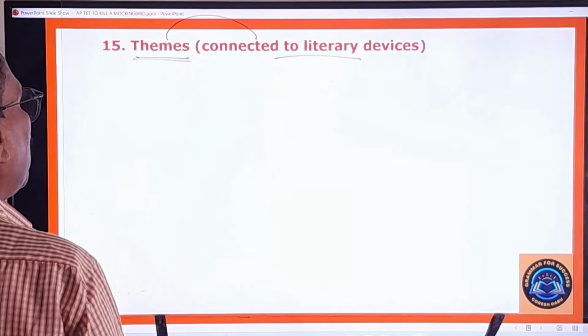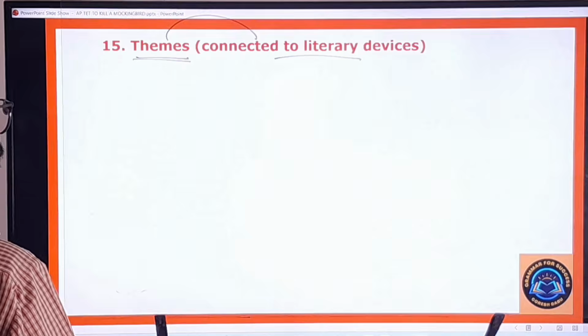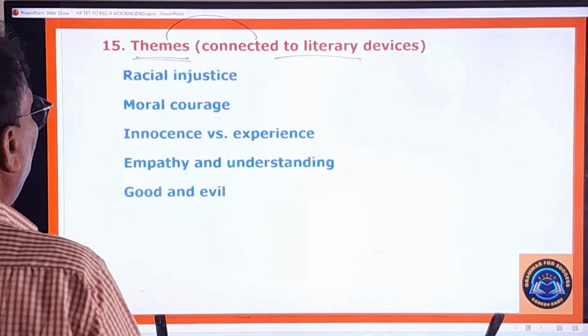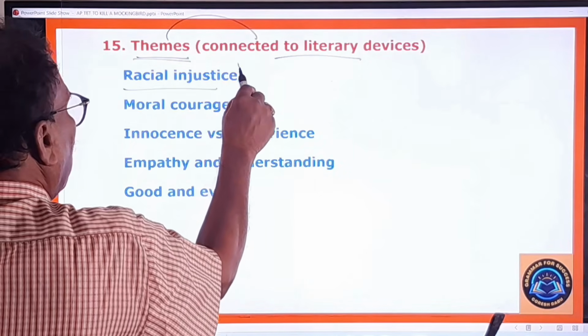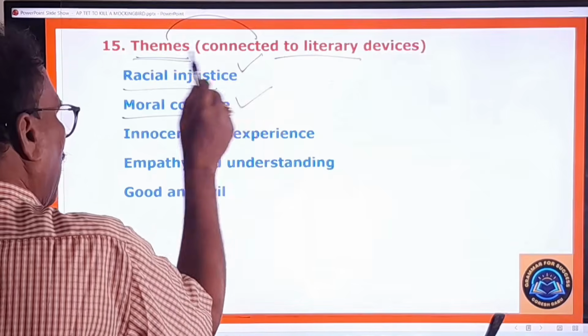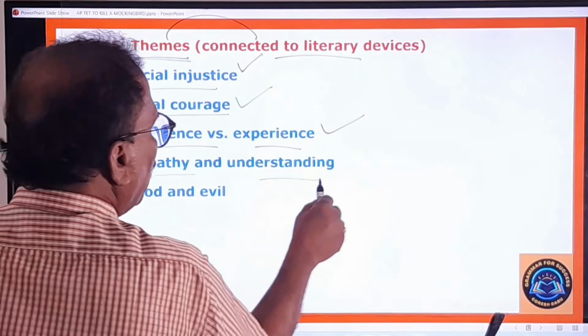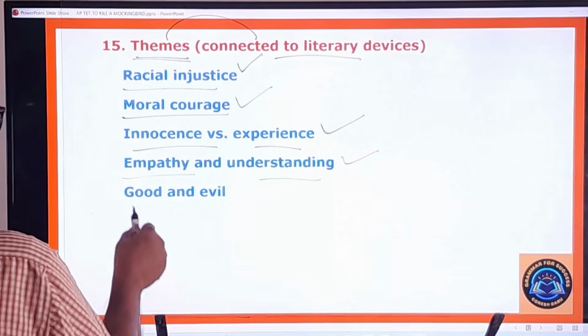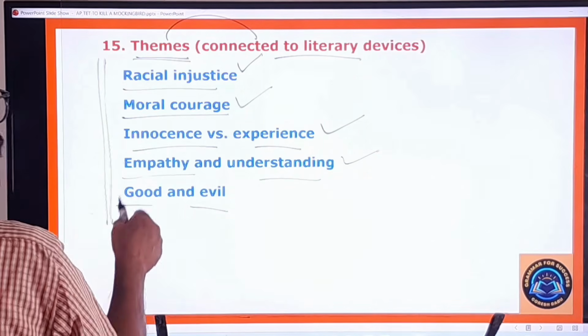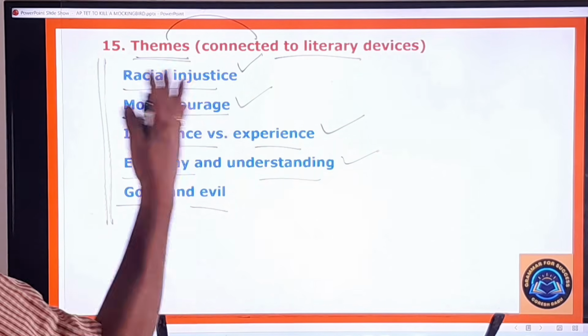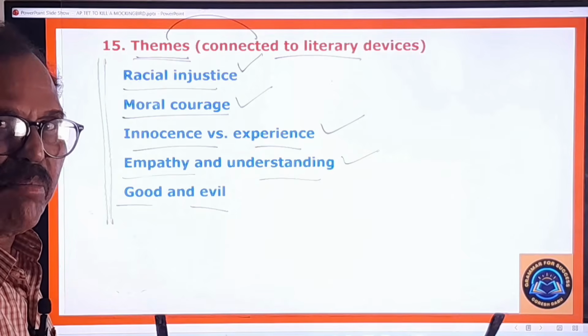Themes. What are the themes that you can come across in this novel? Here are mentioned a few of them. Racial injustice is one theme. Moral courage is another. Innocence versus experience, another. Empathy and understanding, another theme. And good and evil. All these can be the themes of this beautiful novel To Kill a Mockingbird.